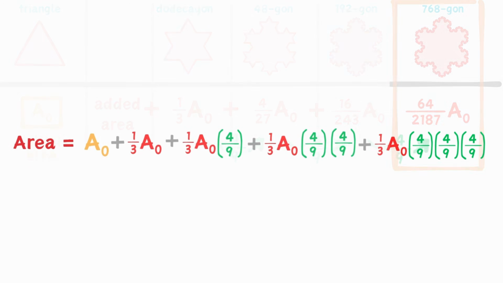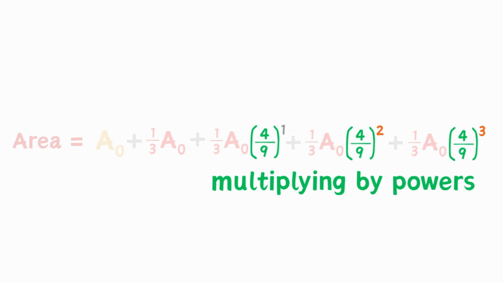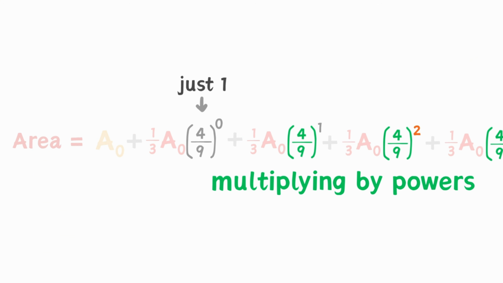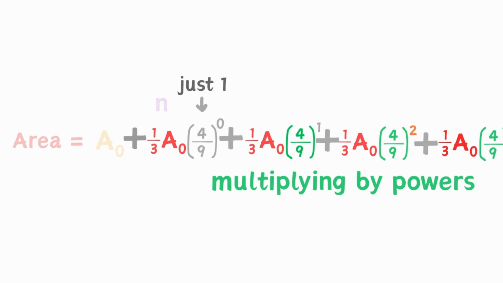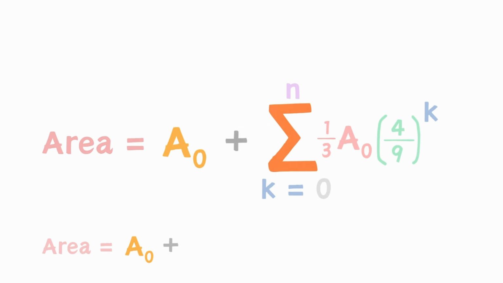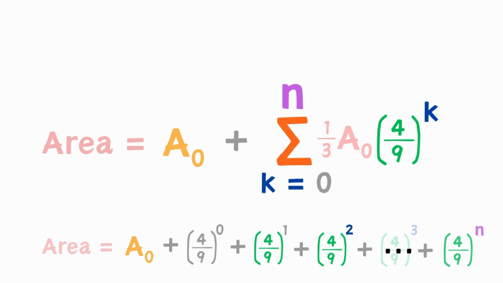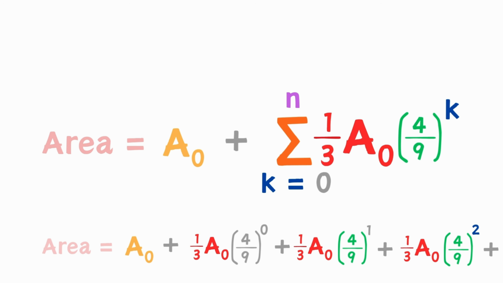This is a lot of notation, so let's condense it. We notice that we are just multiplying by powers of 4/9. To make this more evident, we can add 4/9 to the power of 0 to the second term. Also, notice that from the second term onward, each term is multiplied by 1/3 A0. All of this is being added together, so we can use summation notation. This is just the initial area plus the sum of all the powers of 4/9 from 0 to n times 1/3 of the initial area.